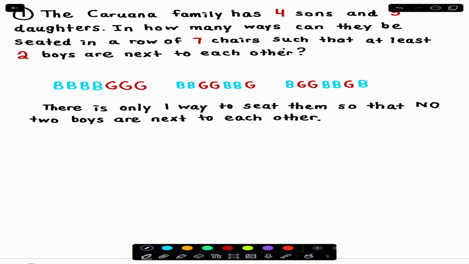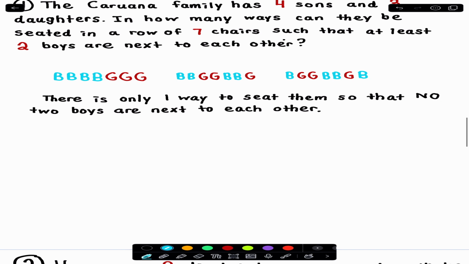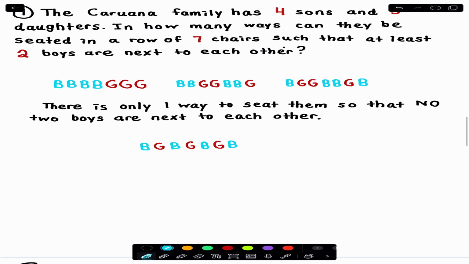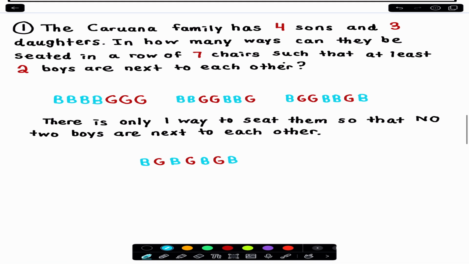And in case you have not figured it out yet, it would be something like this. Boy, girl, boy, girl. Boy, girl, and finally boy. So that's just boy, girl alternating, and I know I'm saying boy and girl even though it's son and daughter, but oh well. I guess we'll use the letters B and G instead of S and D, okay?